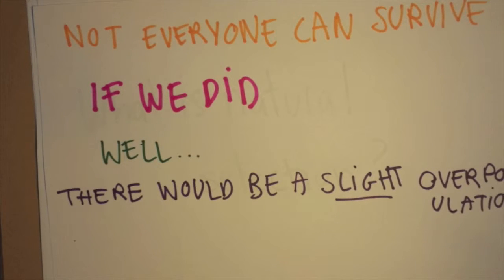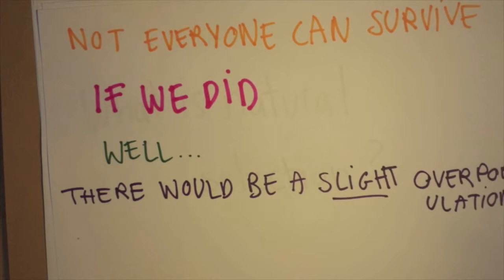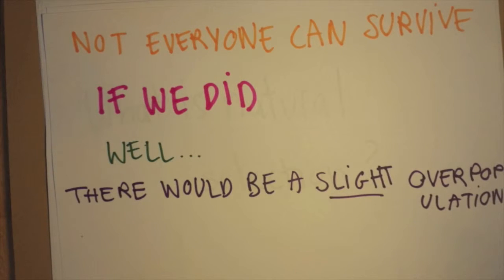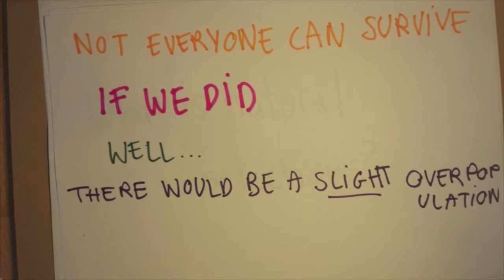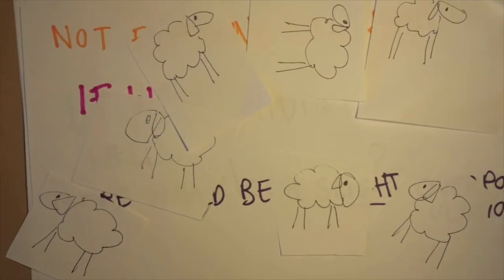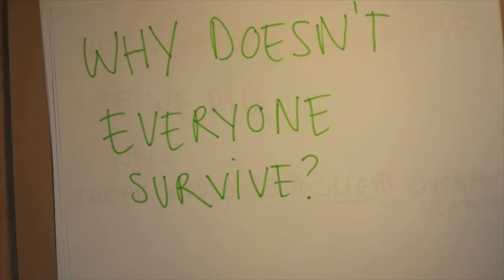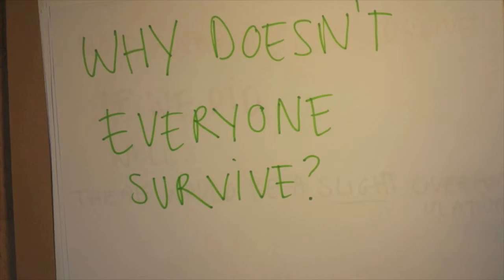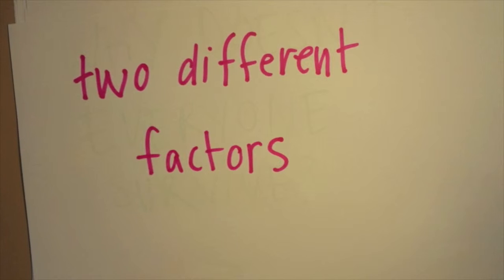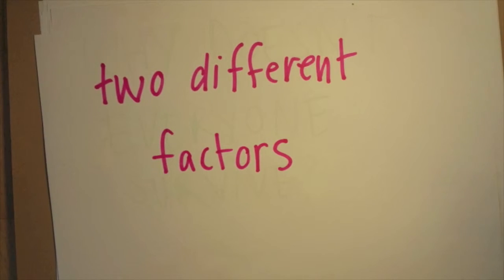Now, in the book On the Origin of Species, Darwin states that not every species can survive, because if they did, then there'd be a slight overpopulation. Here we can see the world being invaded by sheep. Now, at this point, you may be wondering, why doesn't every species survive? Well, there's two factors that may cause these species to disappear or lessen in quantity.